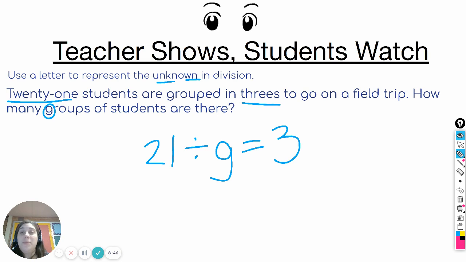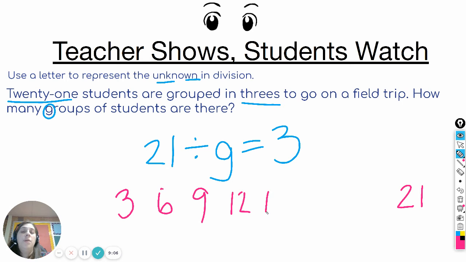Pretty much, we're going to end up doing the same thing that we were doing with multiplication. We're going to be skip counting by the small number until we get to the big number. So we're going to skip count by threes until we get to 21. 3, 6, 9, 12, 15, 18, 21.